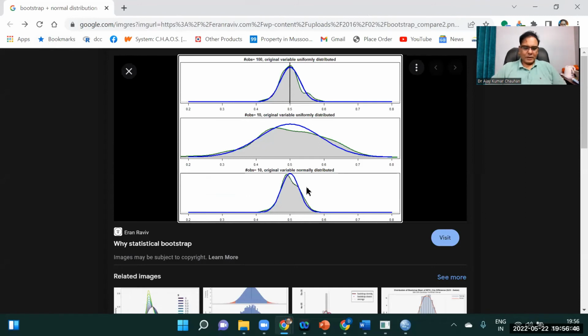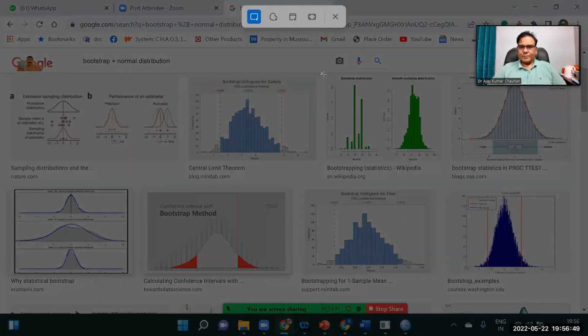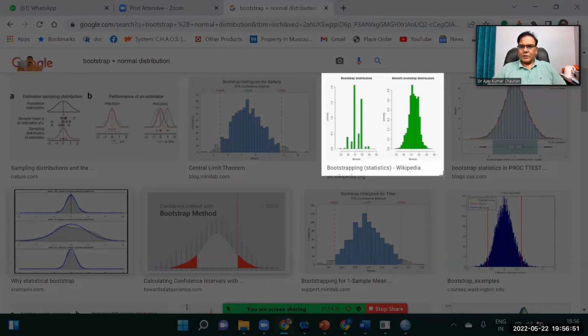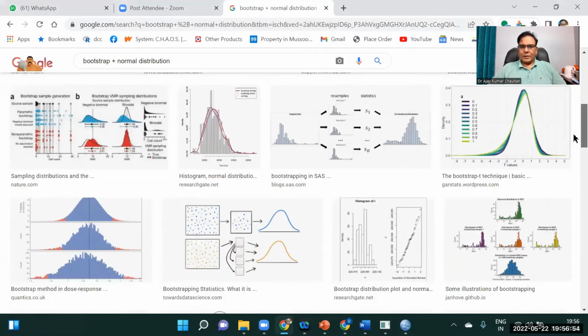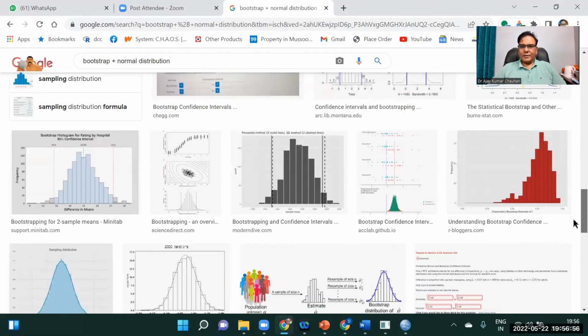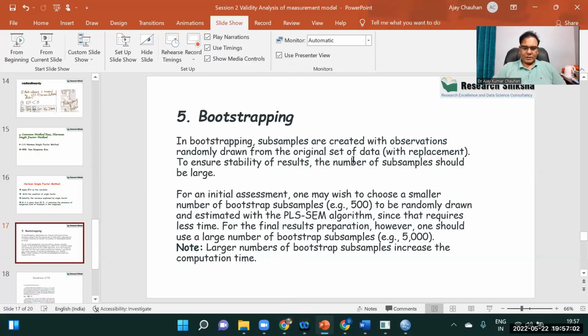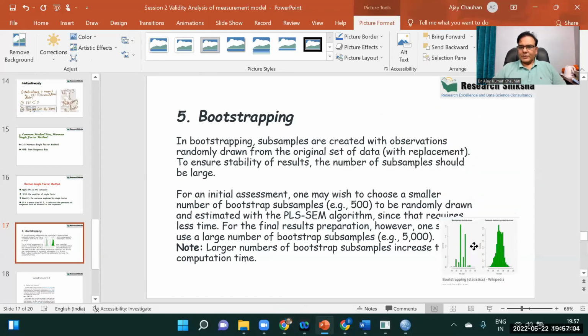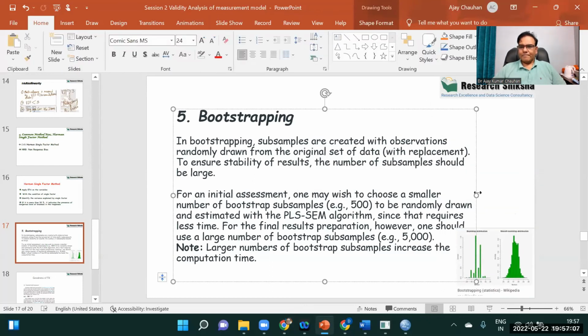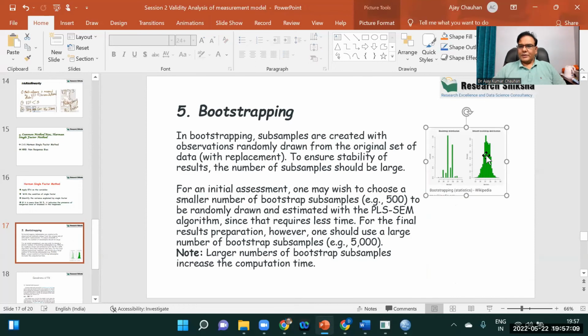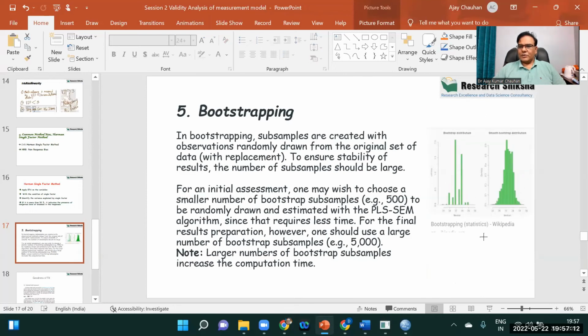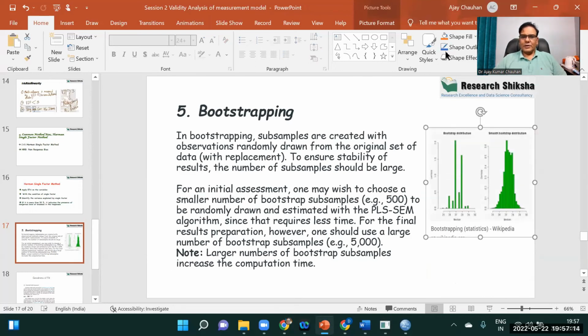Okay. So let me take this picture. It is from Wikipedia. There are many pictures here, but I think this picture gives you more clarity on how the bootstrap changes the distribution of the data. Initially the data is not normally distributed, but after the bootstrap process, the data will be normally distributed.